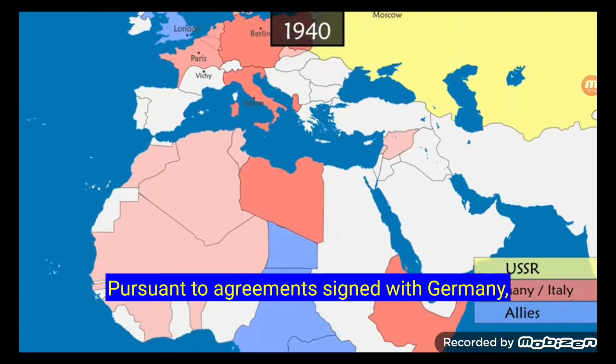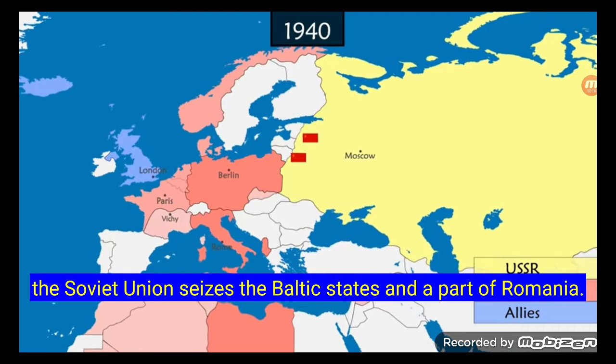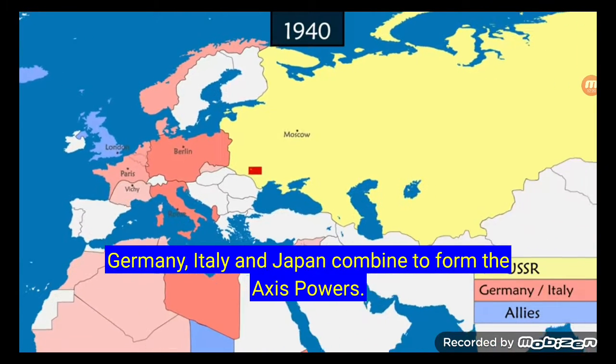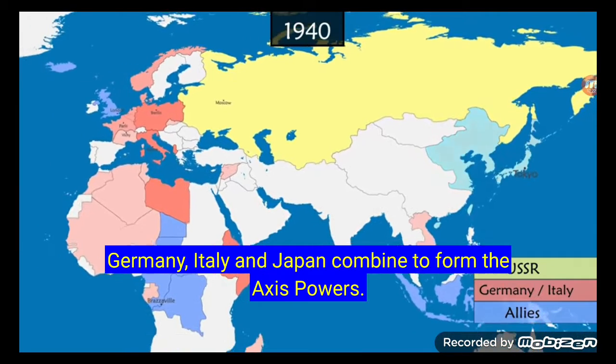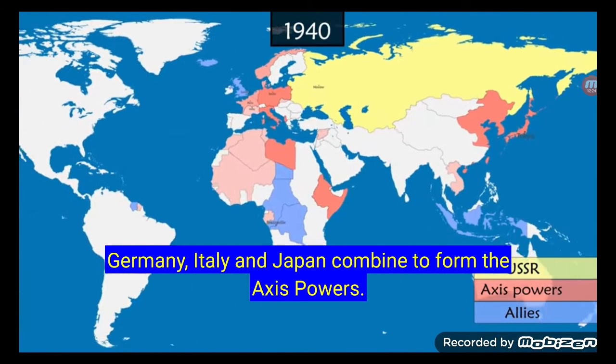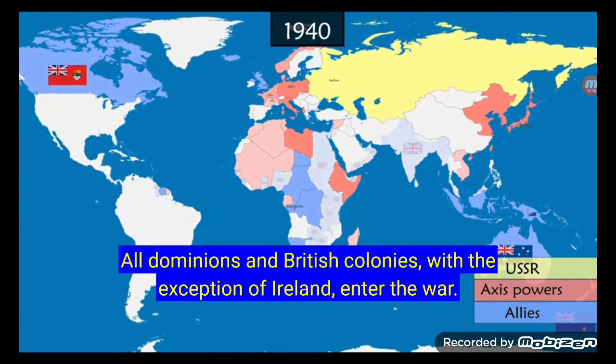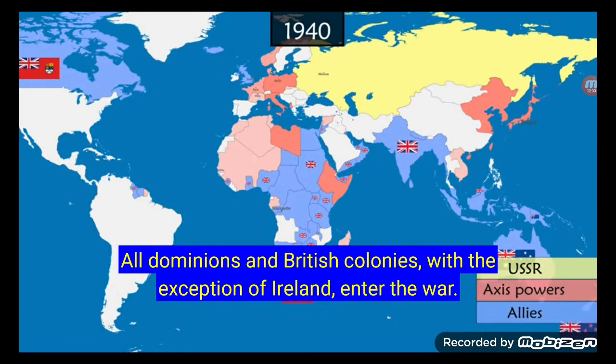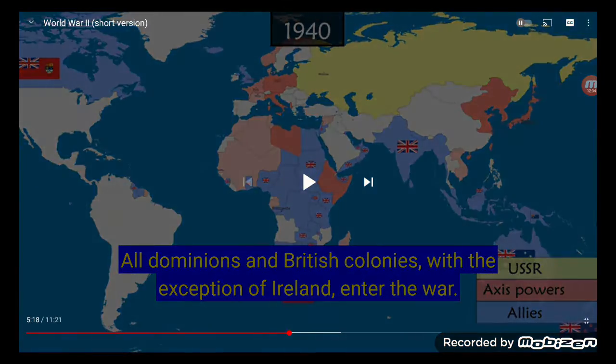Pursuant to the agreement signed with Germany, the Soviet Union seizes the Baltic states and a part of Romania. Wow. Germany, Italy, and Japan combine to form the Axis powers. All dominions and British colonies, with the exception of Ireland, enter the war. But wait, isn't the US also an ally?